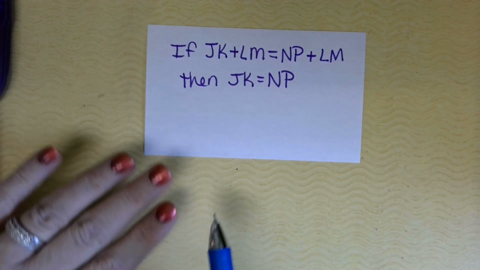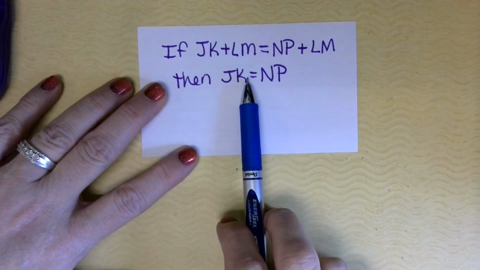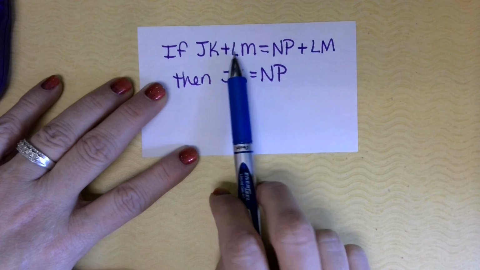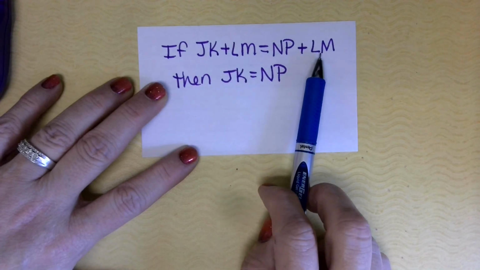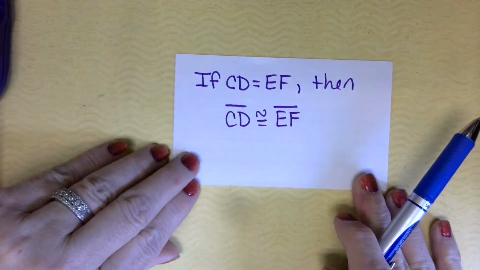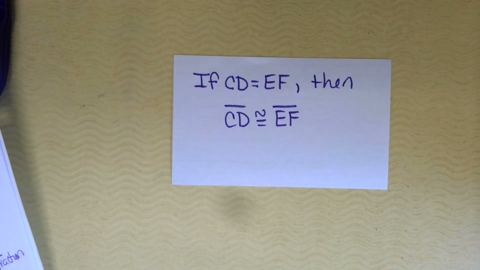Okay, this is the subtraction property. So notice the LM is on the left and right, and then it is gone. The way we get this to disappear is we subtract LM from the left, we subtract LM from the right. Okay, your next question. All right, look at it. I'll give you 3 seconds, and then I'll ask you the question. Okay, if you said definition of congruence, you were right. Very good.